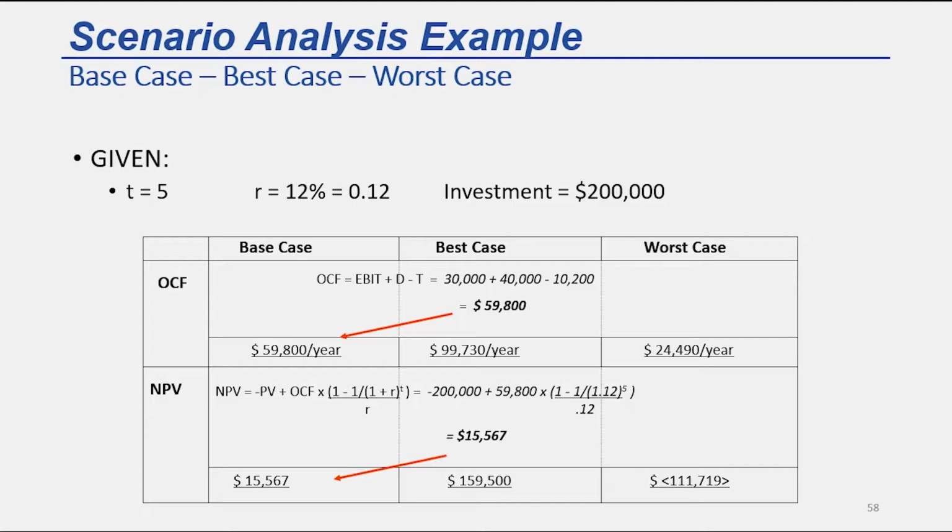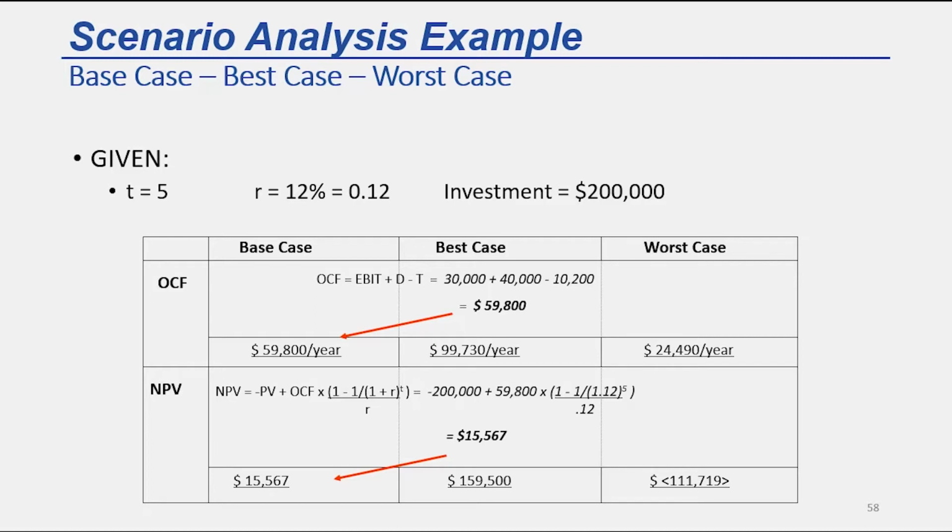Anyway, I can do an OCF, which is just equal to EBIT plus D minus T, and I get $59,800 per year. That'll come in for 5 years. My required return in this company is 12%. That's my hurdle rate, or weighted average cost of capital, and I can use that to calculate the net present value of this project. NPV is equal to that initial investment of $200,000 going out plus 59.8, and that's an annuity, so I can take that times 1 minus 1 over 1.12 to the fifth over 0.12, and I get a net present value of 15,567.